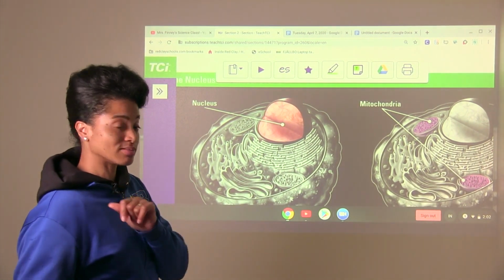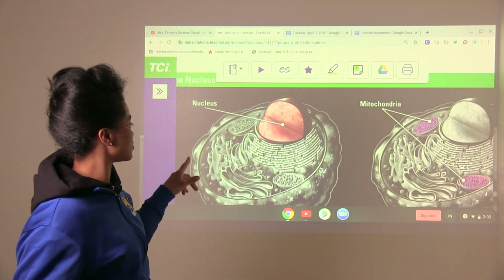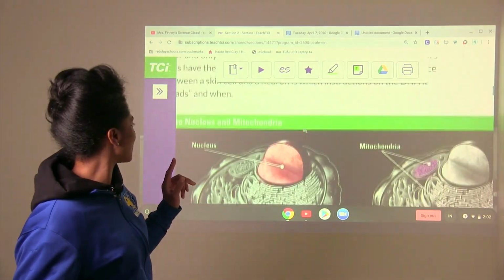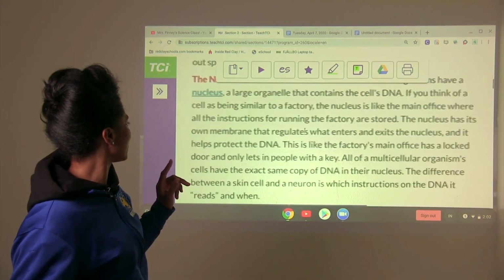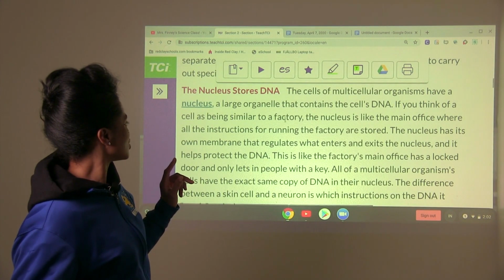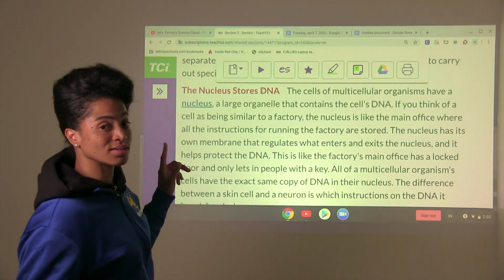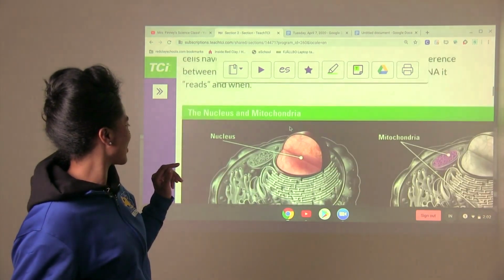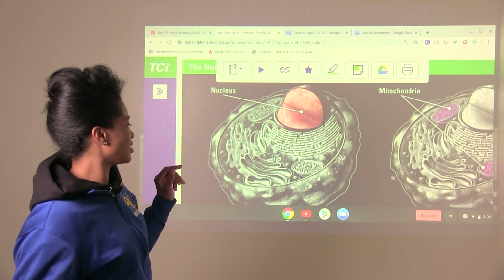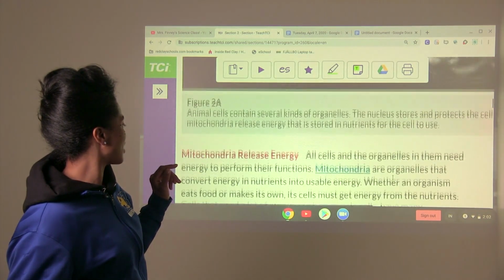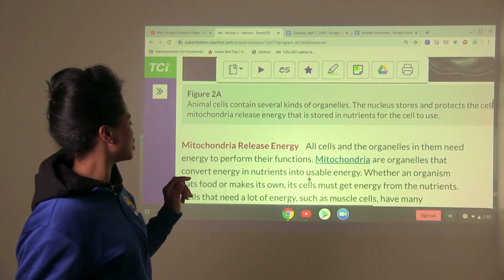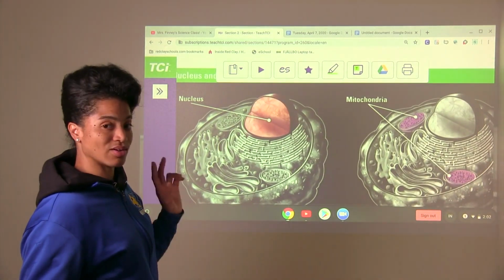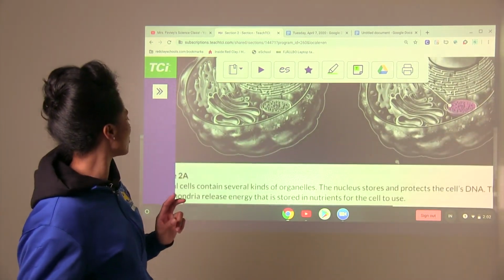All right, flashback. What about the nucleus? What does the nucleus do? It stores DNA. Keep that in mind. So we have the nucleus storing the DNA, and we have the mitochondria converting energy and nutrients into usable energy. Have it? All right. Moving on.